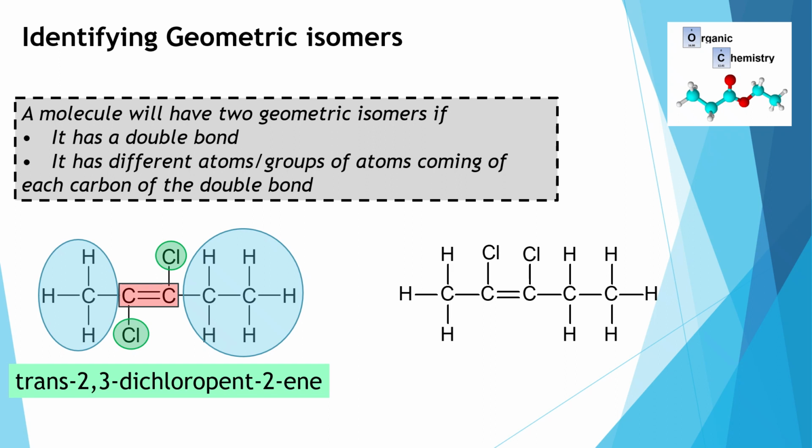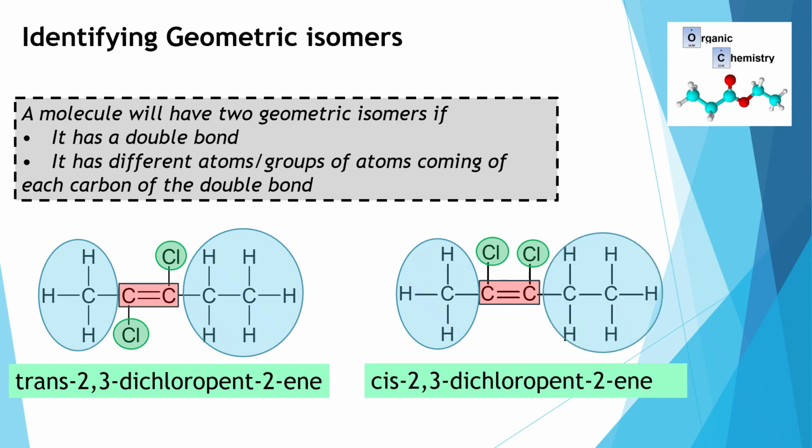So trans 2,3-dichloropentene. The molecule on the right, exactly the same. This is just the other version of this. It's got a double bond. It's got 2 different substituents. That's another name we can use for groups or atoms on the left, and 2 different substituents on the right.